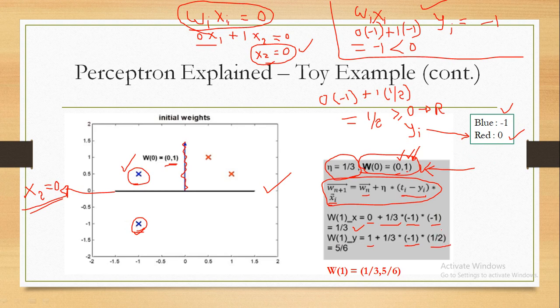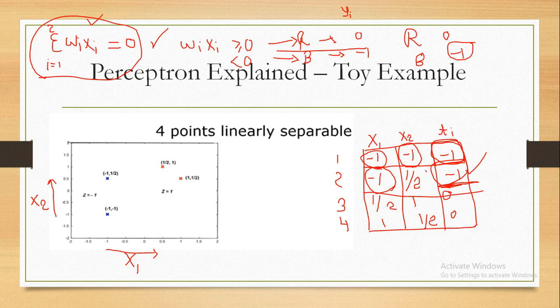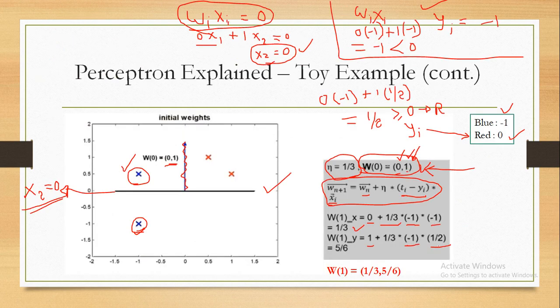What about this 1/2? That 1/2 is actually a coordinate. Let me solve this equation. So 1 minus 1/6, that means 5/6. So this is the next weighted value. Why do we find the next weighted vector? Because here we have a problem. This point is wrongly classified, so we have to find the next one. Is it clear to you?